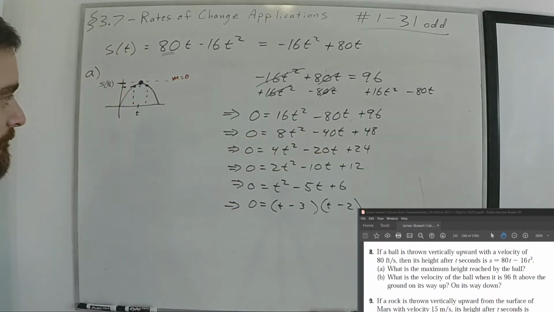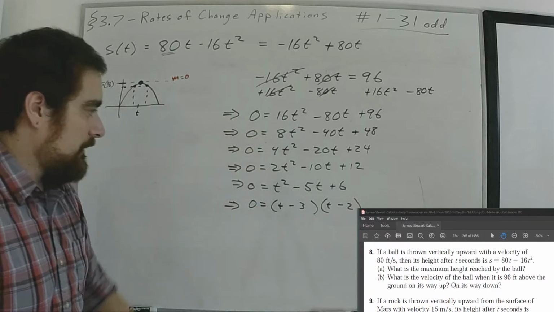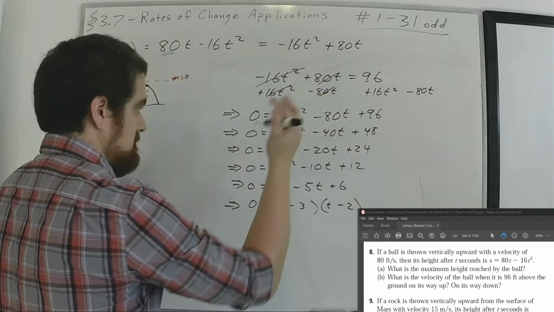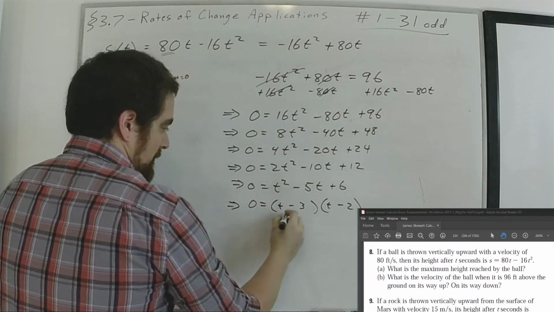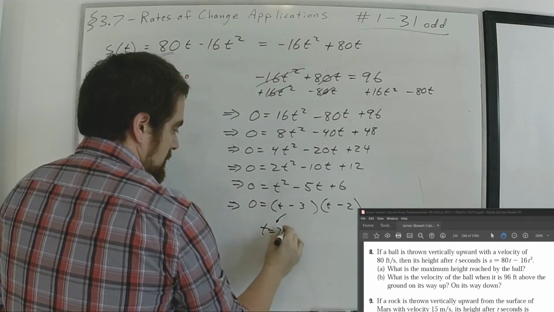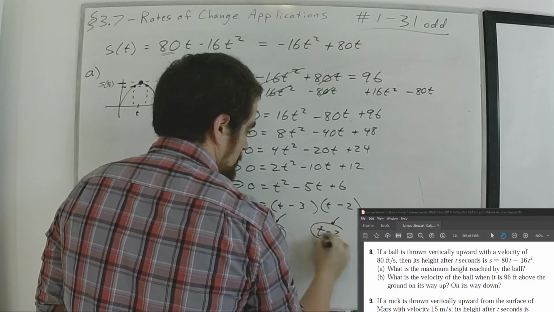Yuck. So I just keep dividing both sides by 2. I guess realistically I could have divided by like 8 on both sides, or 16 on both sides right away. But we got there either way. t is 3, or t is 2.